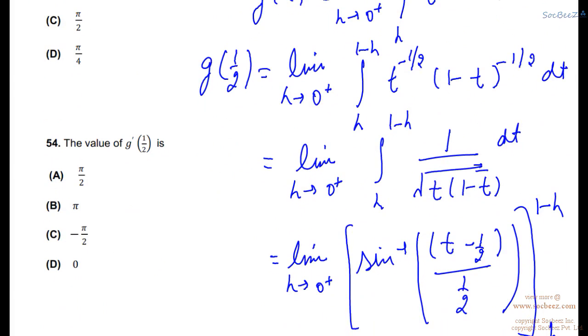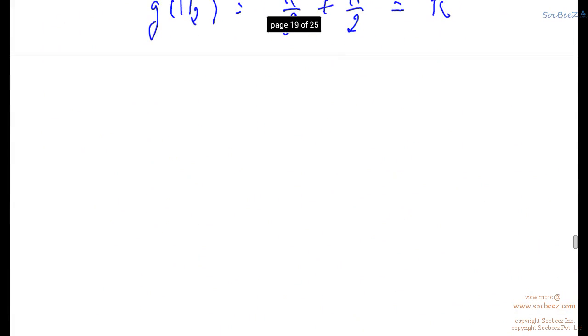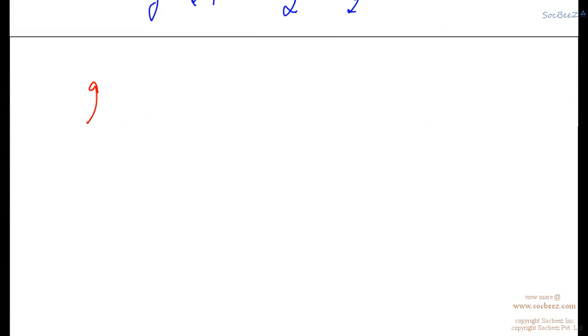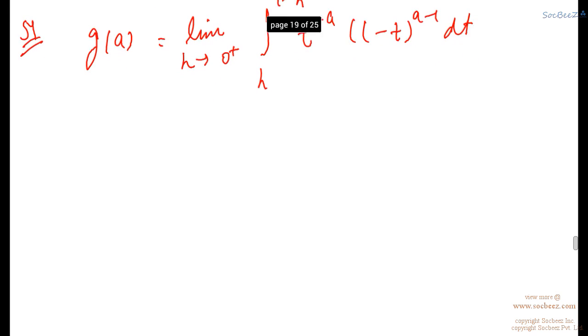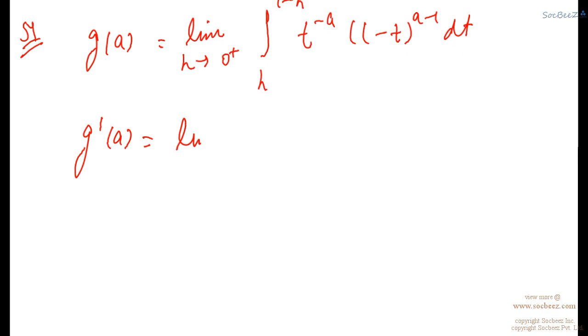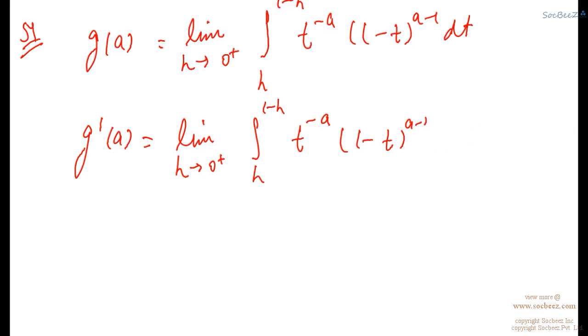Now another question, question number 54. It says the value of g'(1/2) is, the value of g'(1/2) is. Okay, now since g(a), this is question number 54, now g(a) equals the limit as h tends to 0 positive of the integral from h to 1 minus h of t raised to the power minus a into (1 minus t) raised to the power a minus 1 dt. This is g(a). So g'(a), if we write g'(a), it becomes the limit as h tends to 0 positive of the integral from h to 1 minus h of t raised to the power minus a into (1 minus t) raised to the power a minus 1, ln of (1 minus t) upon t dt.